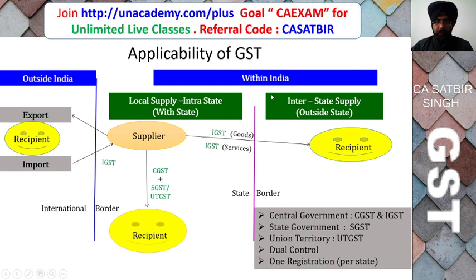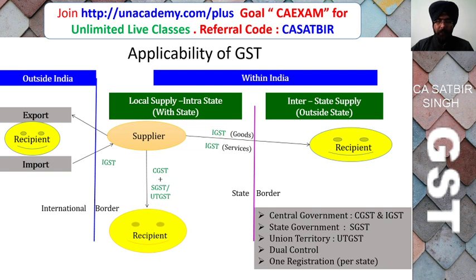If the supply is within the state, by the supplier to the recipient, in that case, CGST and state GST will be payable. Suppose the supply is by a person who is in Patiala to another person who is in Bathinda, and they are in Punjab. So CGST and SGST will be payable. Suppose the person is in Chandigarh and he supplies to another person in Chandigarh, then UT GST and CGST will be payable because Chandigarh is a union territory. So in this case no state GST is there, rather the Union Territory GST Act will apply.